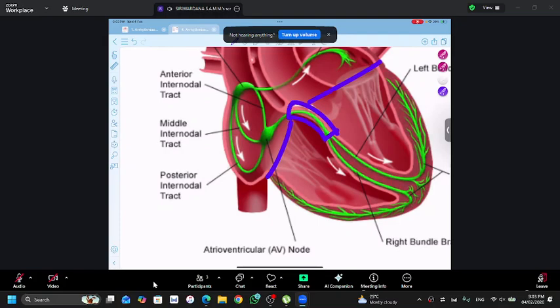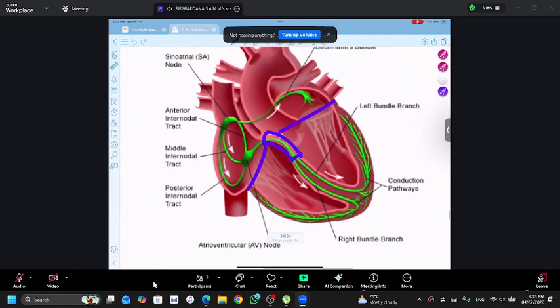Because the valves are fibrous connections, they separate the atria from the ventricles. Atria and ventricles are electrically independent. That is basically what it means. So therefore impulse conduction happens only along here, and the impulse spreads along like this.